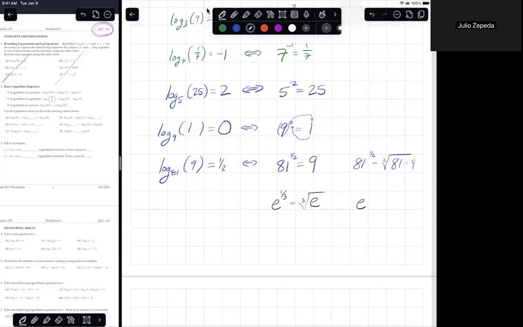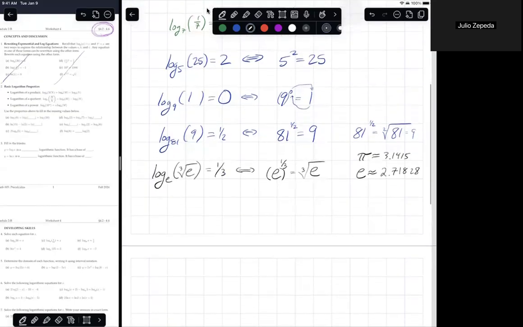E is just a special number like pi. Pi is approximately equal to 3.1415. E is approximately 2.71828. Okay, so just like pi is a number that comes up in natural applications, the number e is very important as well. And if we rewrite this in logarithmic form, we would get log with a base of e of the cube root of e equals the exponent, which is 1/3.